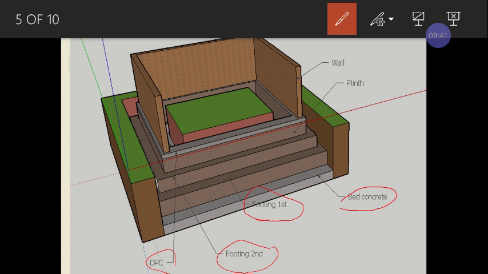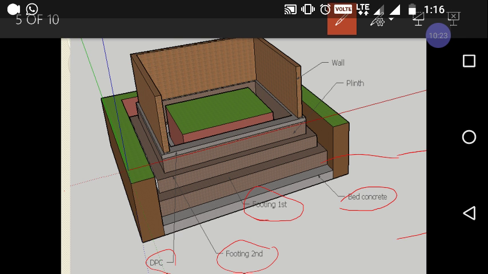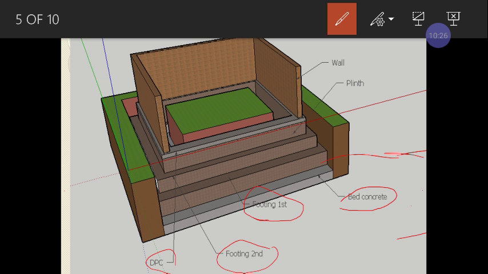You can see a bed concrete here, right? The lowest-most portion will be a plain bed concrete of any ratio. Mostly the thickness is around 150 mm to 200 mm. Then there will be a foundation. As the height of the foundation would be very high and we want to transfer the load to a larger area, we will divide this whole footing into various steps. Here we divide this foundation into two footings, that is two steps. You can call it two steps or two footings.